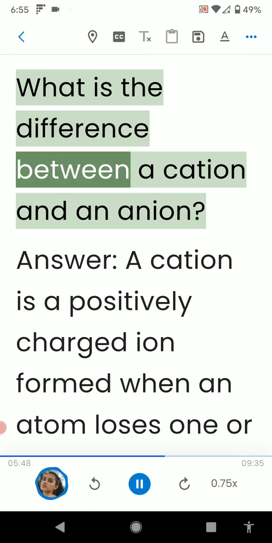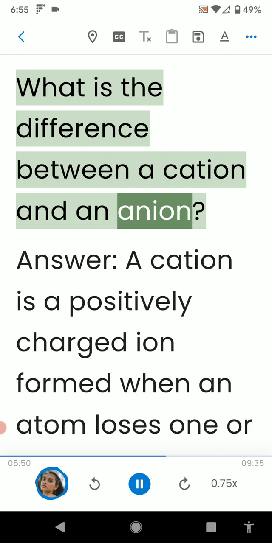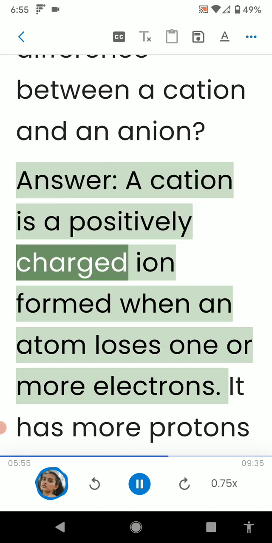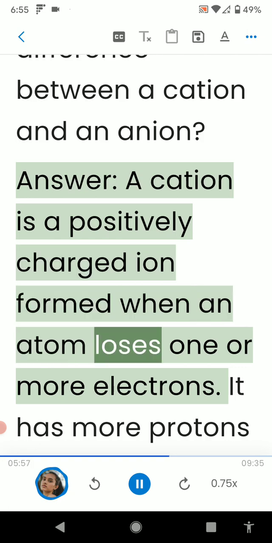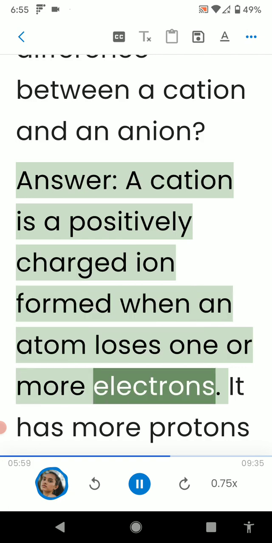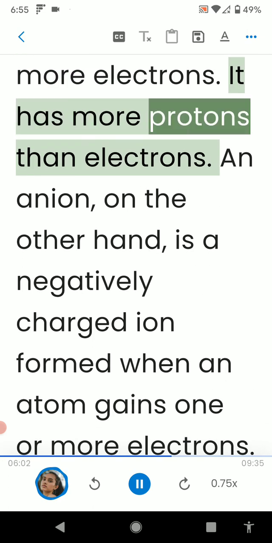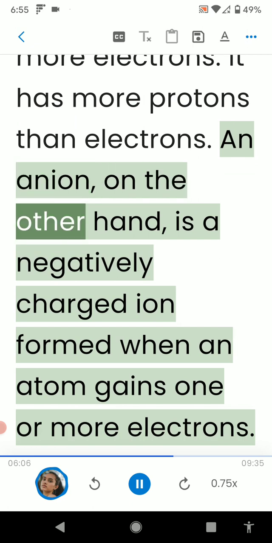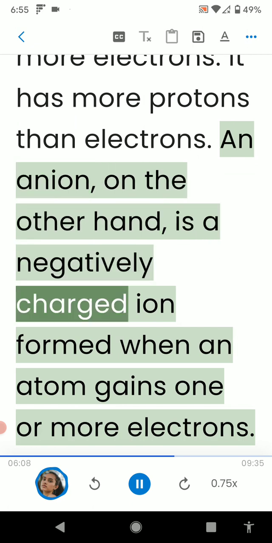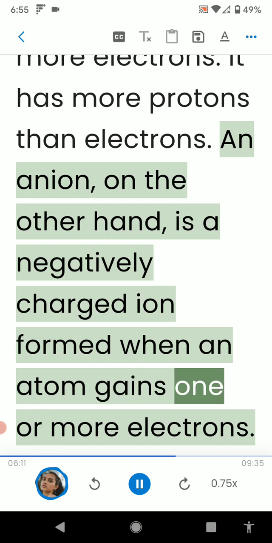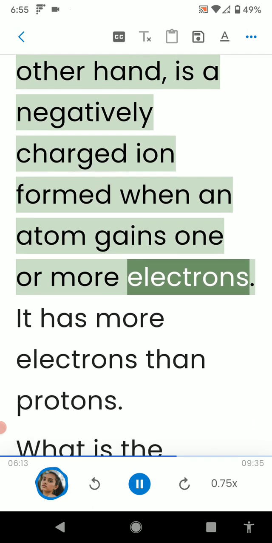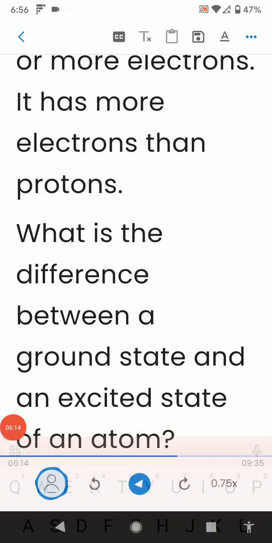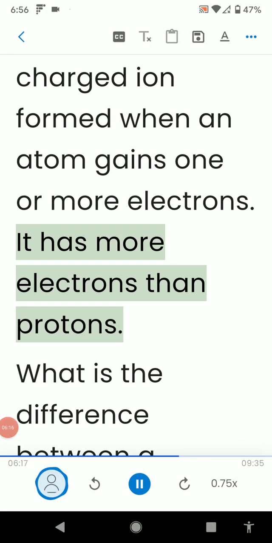What is the difference between a cation and an anion? Answer: a cation is a positively charged ion formed when an atom loses one or more electrons. It has more protons than electrons. An anion, on the other hand, is a negatively charged ion formed when an atom gains one or more electrons. It has more electrons than protons.